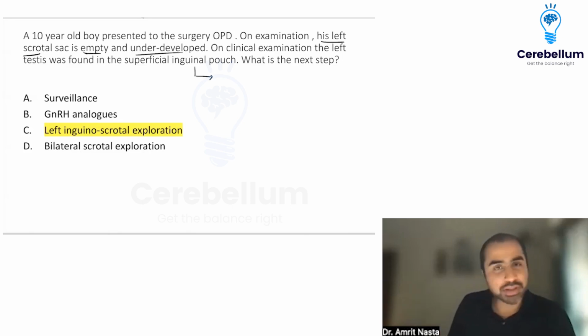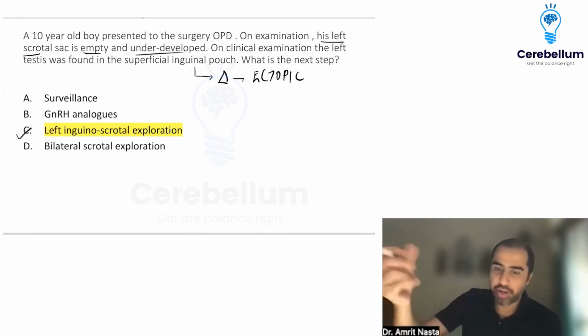What is the diagnosis in this case? This is ectopic testis. But I had not asked the next step in class. This is ectopic testis. What is the next step for ectopic testis? Why left? I don't want to do bilateral exploration. So I want to bring it down.